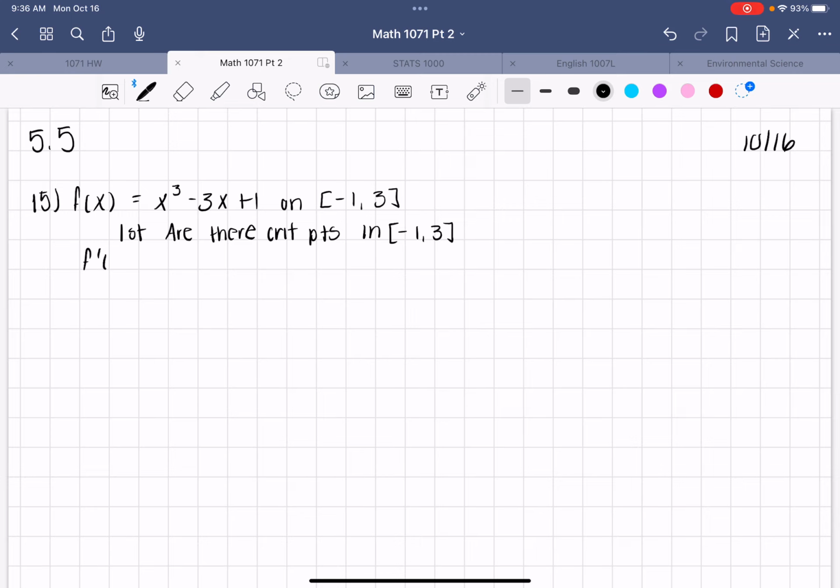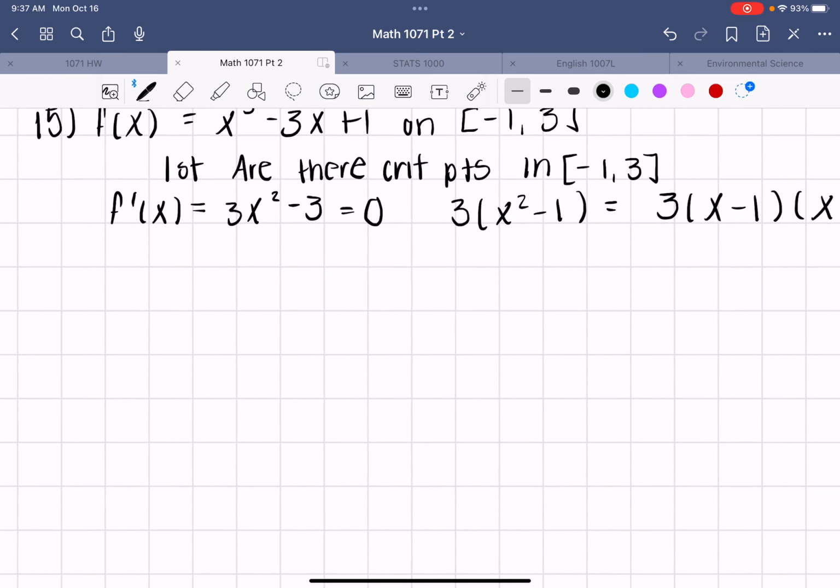I look at that and I think factoring. I factor a 3 out, and I have x squared minus 1. And then x squared minus 1, that's the difference of squares. However you think about it, you don't have to do it that way, but you're getting 2 critical points: at x equals -1 and x equals +1.